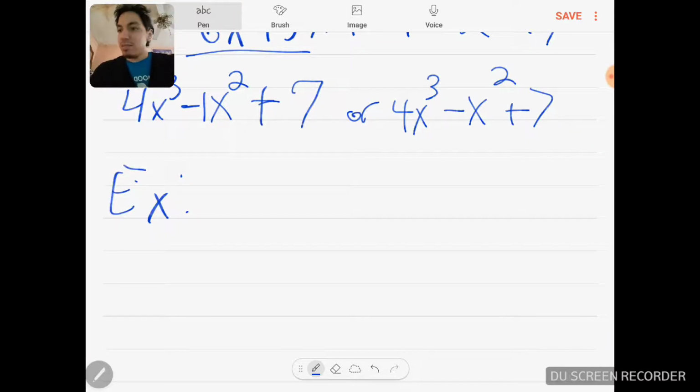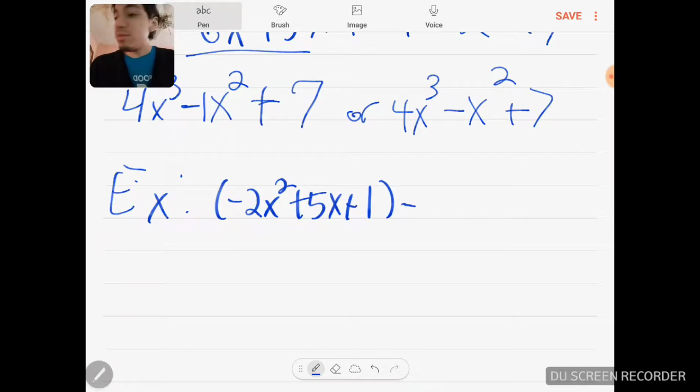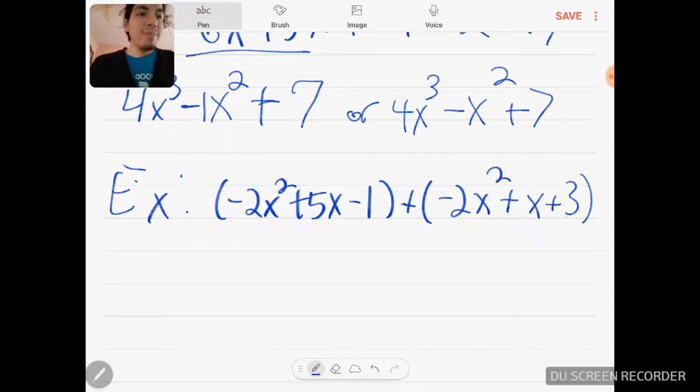Let's try another example here to really understand what we are doing. We can do a few examples. So if I have negative 2x squared plus 5x minus 1, plus parentheses negative 2x squared plus x plus 3. The reason why we write parentheses is because we don't want to confuse the person when you first give them the problem. Afterwards, you can remove it to figure out what you want to do.